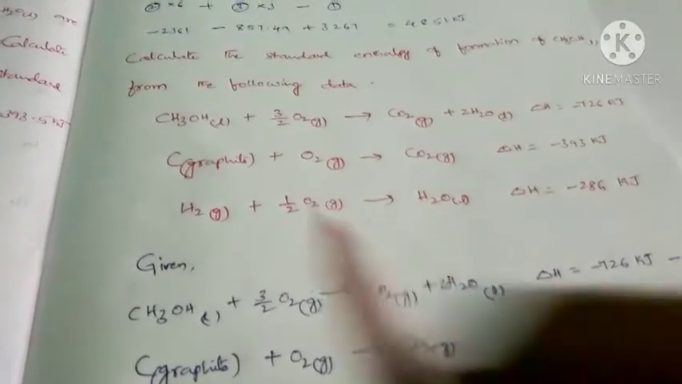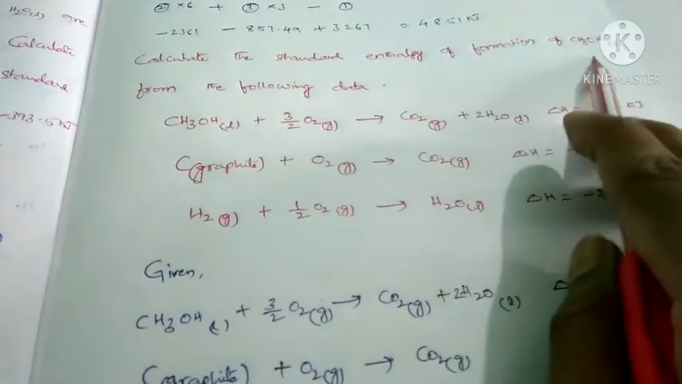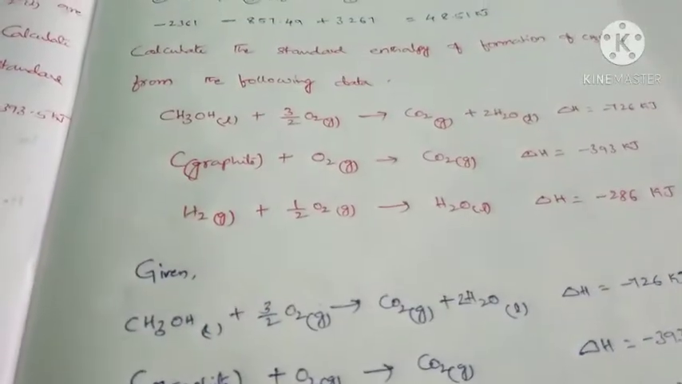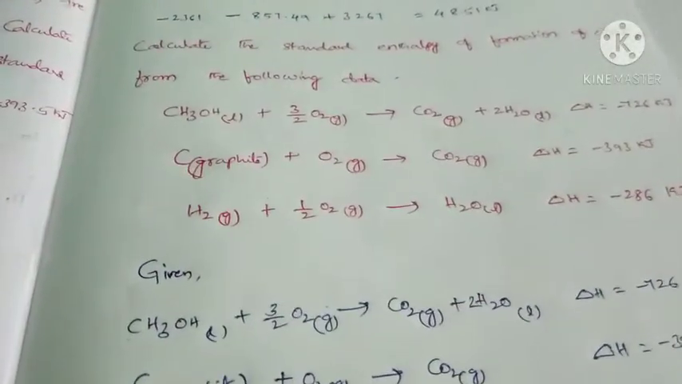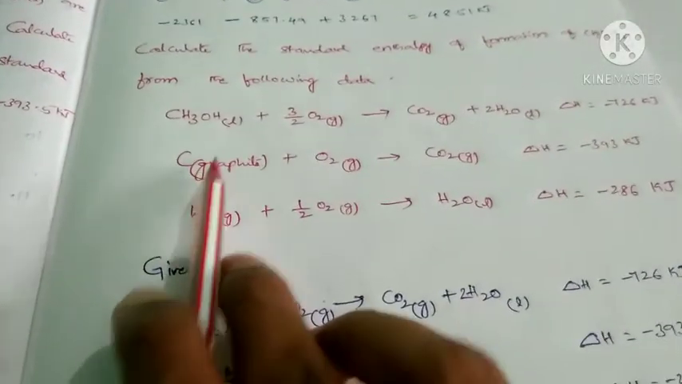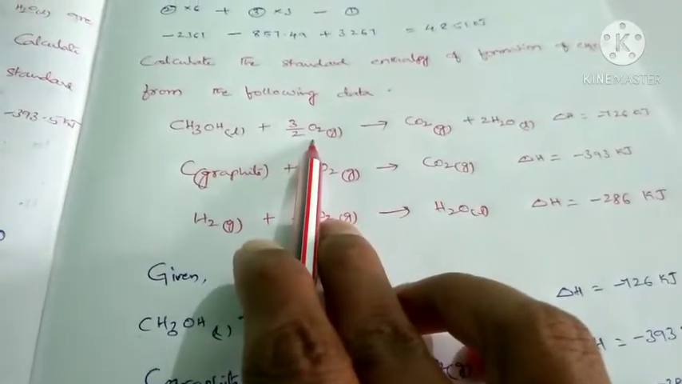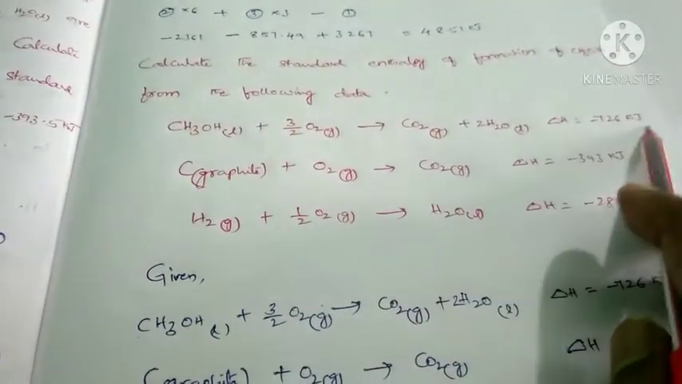Next model, calculate the standard enthalpy of formation of CH3OH liquid from the following data. That means this data is also given in the question itself. See, this is the combustion of methanol. Then we get these products, and for that this much amount of heat is liberated.